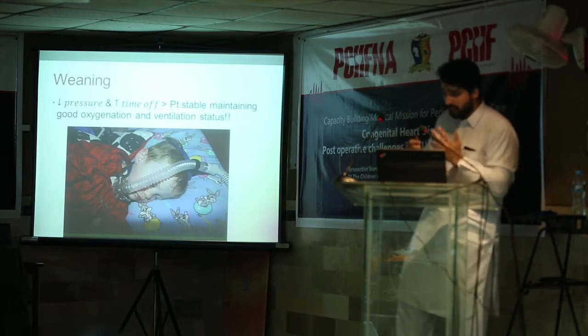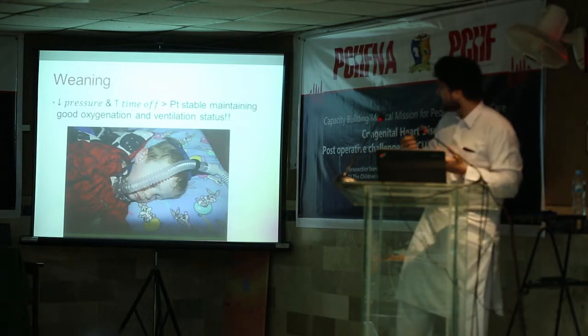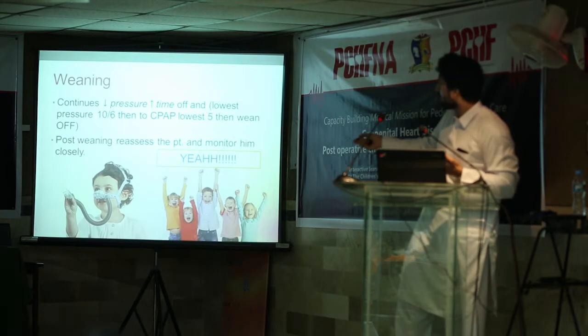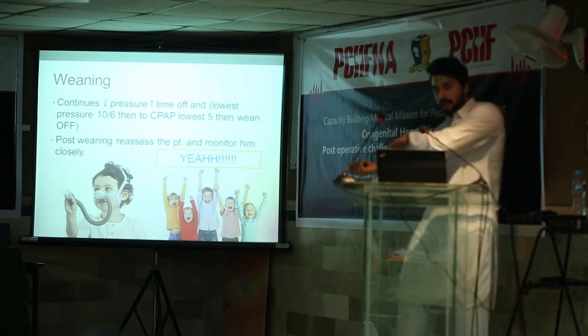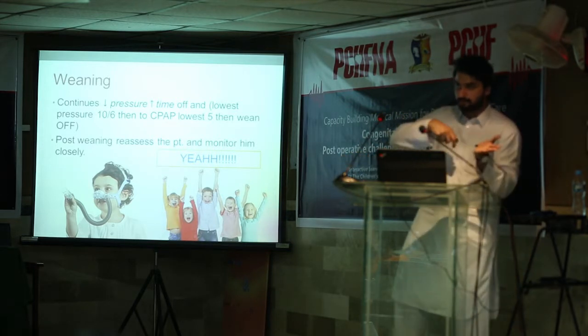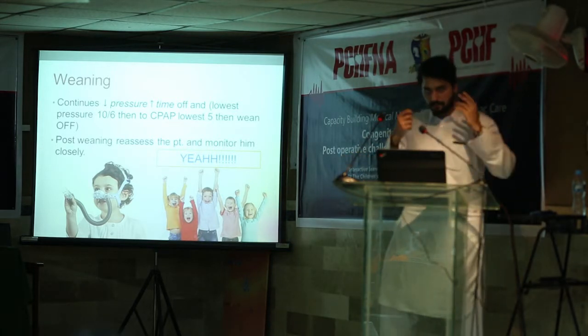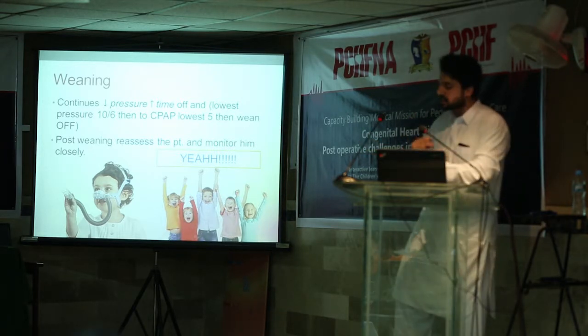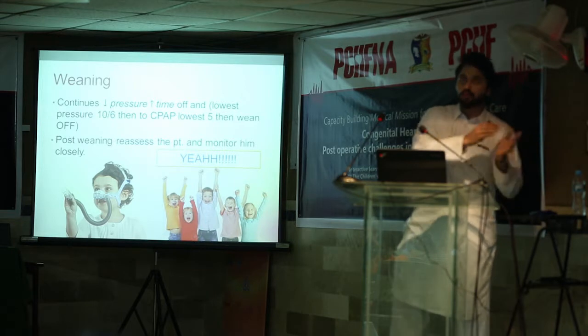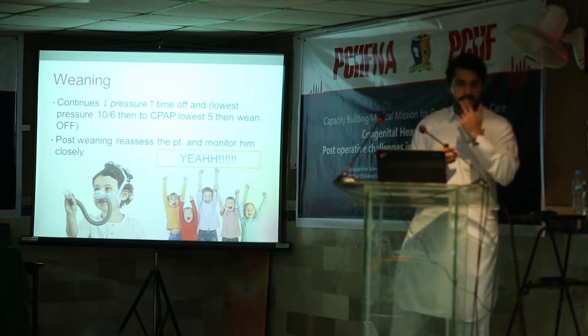That's how. If the patient is still oxygenating well and is stable, we can continue until we reach the low pressures, for example 10 over 6. Then from IPAP, from BiPAP, we change to CPAP. If he's still stable, saturating well, not tachypneic, and work of breathing is good, we can just directly stop the NIV and go to a simple mask or nasal cannula or whatever.